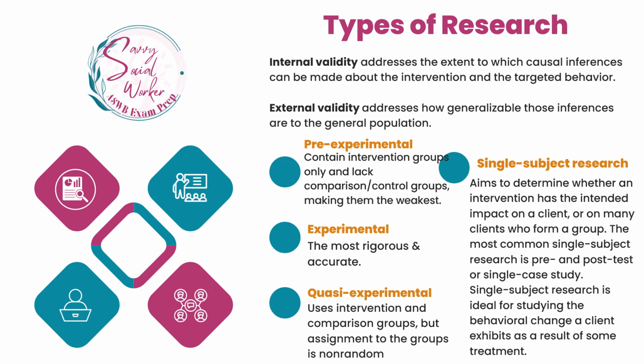Then we have single subject research. This aims to determine whether an intervention has an intended impact on a client or on many clients who form a group, so that can be a community, an agency, or whatever the case may be. The most common single subject research is pre and post test or a single case study. Single subject research is ideal for studying the behavior change a client exhibits as a result of some treatment. So if you are doing DBT with the client, you can do single subject research to see if it has implemented any type of behavior changes within this client.